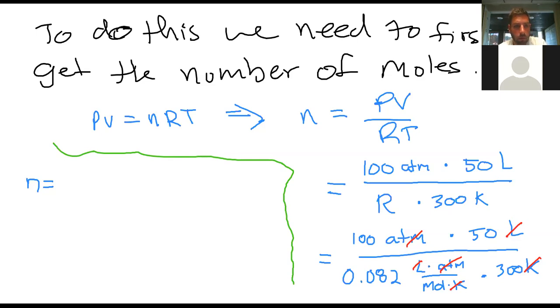300. So if we didn't make any mistakes, and I don't think we did, what we get is N equals 203 over 0.25, which is about 2. We'll round to 2. And what is this? This is moles.